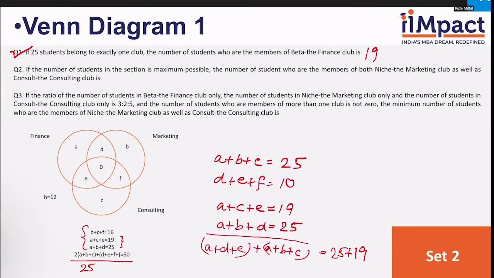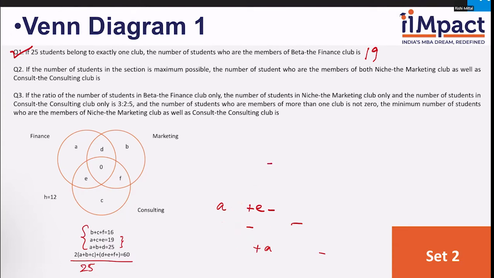Okay, great. Let's look at the other questions. Why am I raising this? Because that data of A plus B plus C being 25 was only relevant for this specific question. Please remember not to take forward any data from any question to any other question unless specified.